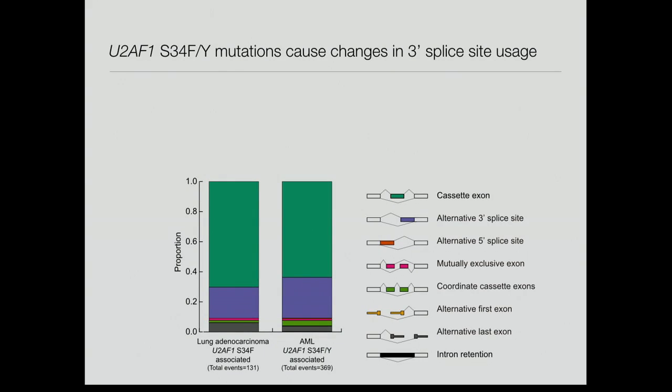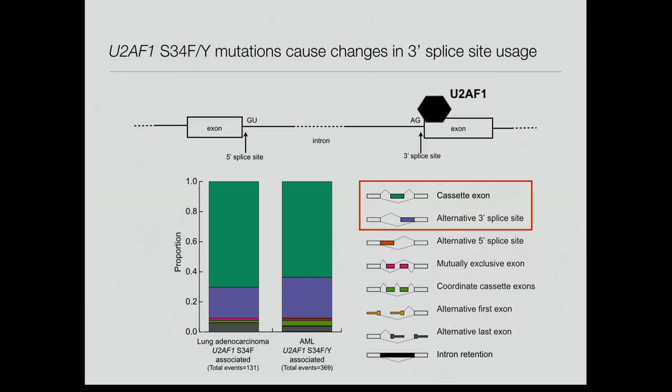So for lung adenocarcinoma and AML, we looked into the splicing changes that were associated with this mutation. And what I'm showing is the classification of those splicing events that we saw. We saw primarily cassette exon type events being affected, as well as alternative 3' splice site events. And this was actually promising because this was what we expected, given the known function of U2AF1 as part of the U2AF complex that's involved in 3' splice site recognition.